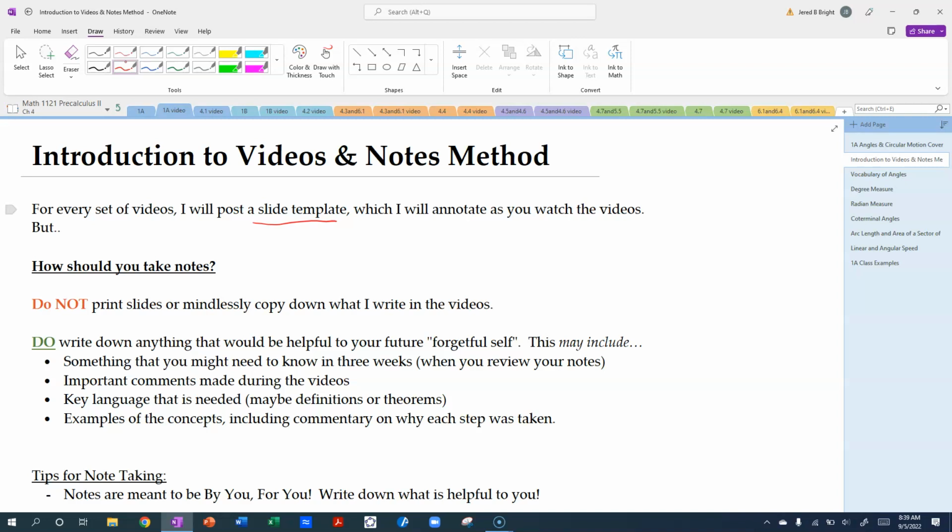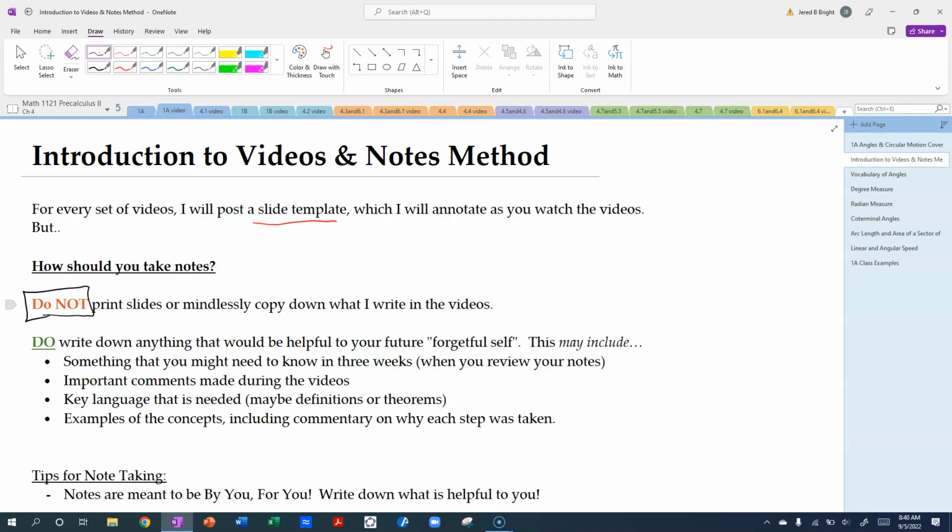As you can see down here below, I recommend not printing them out, because that encourages mindless copying or transcription of the video, and you're not really processing what you hear. Instead, if you need to look at those, great. You can use them as a preview or as a review. But instead, get your own note sheet out.